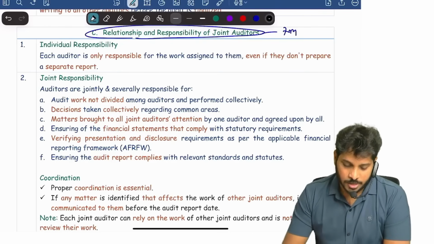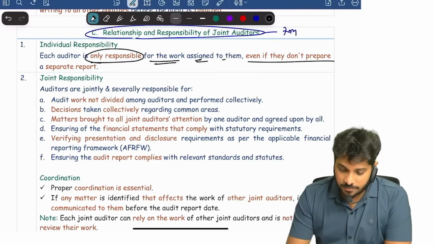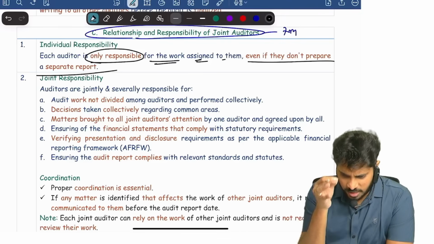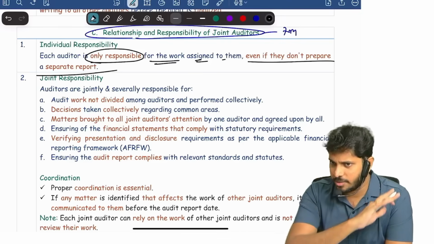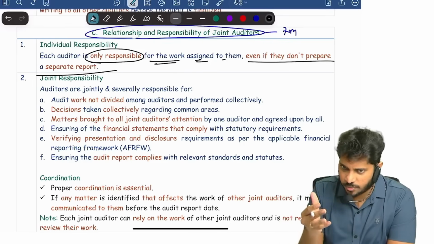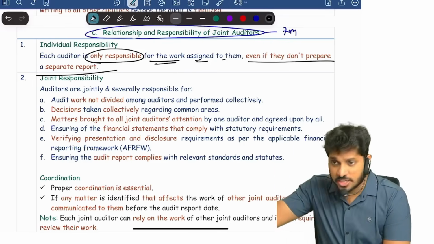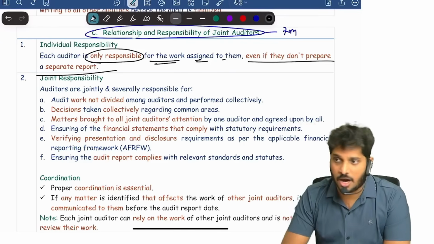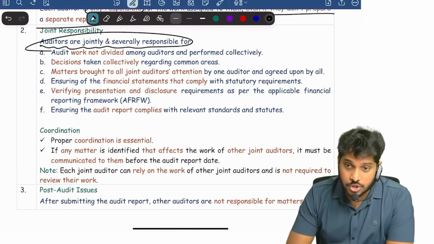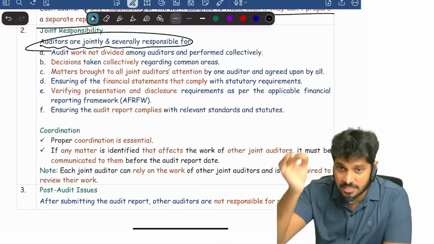What is the relationship? A joint auditor is only responsible for the work assigned to them, even if they don't prepare a separate report. Not every work will be done by every auditor. Each joint auditor divides the work and does only that work, and is responsible only for that work. If some issue is there in that work, only they are answerable. If another joint auditor made a mistake, they are not responsible. Are you clear?